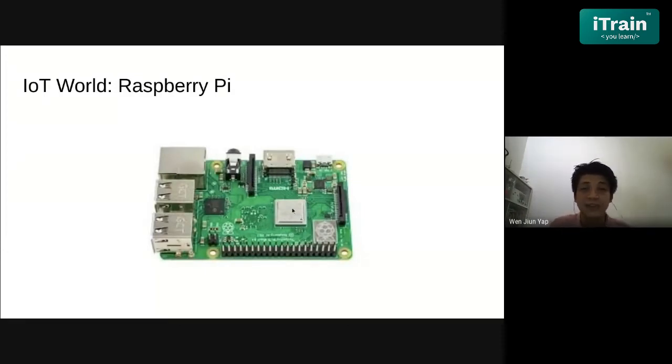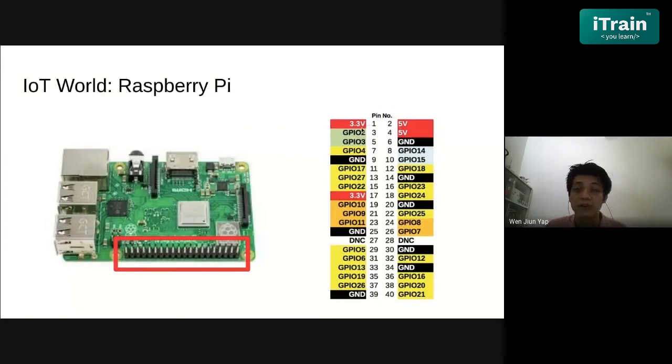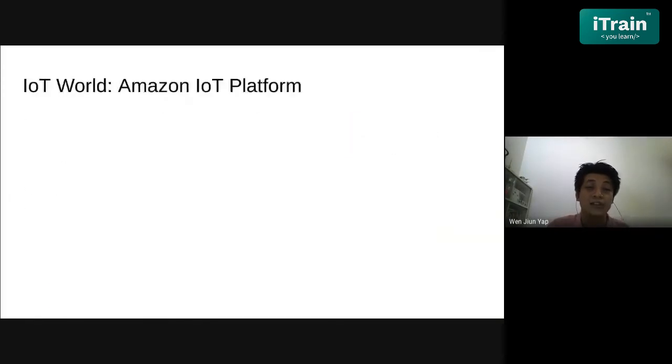What makes it so different from your laptop or desktop is the 40 pins there, which is how you connect to the physical world. You can see the pins being labeled here. Some of them give you 5 watt, some give you 3.3 watt, some connect to the ground, and most of the pins you can talk to. So this pin connects to the sensor, can read the sensor value, and now you can start programming.